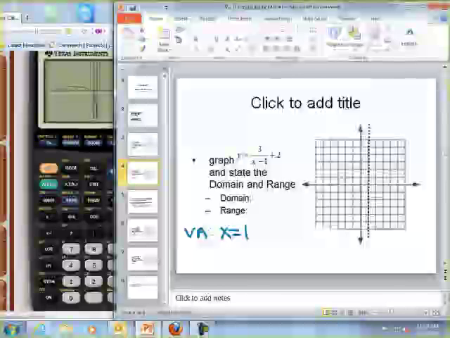For the range, two different ways to think about it. We could either think of the fact that this fraction will never be equal to 0, so I will never get an answer of 0 plus 2, or 2. Or we can think about shifting, and that plus 2 at the end would cause this whole thing to bump up 2 spots and give us an asymptote at 2. So our horizontal asymptote is at y equals 2. Then we can just sketch in the two pieces that we see on the screen.